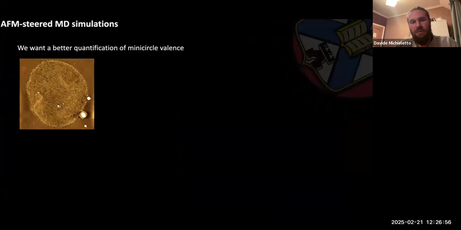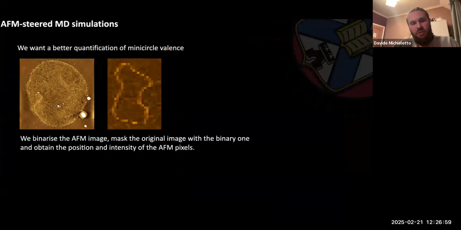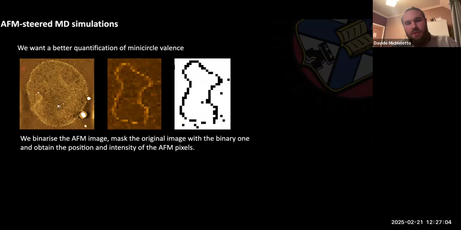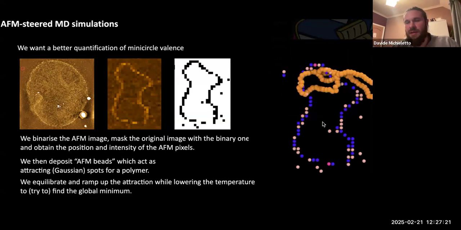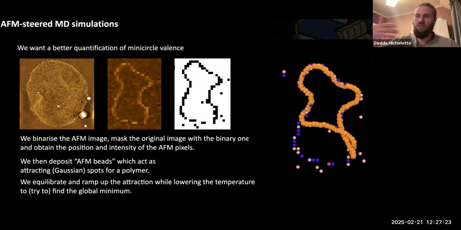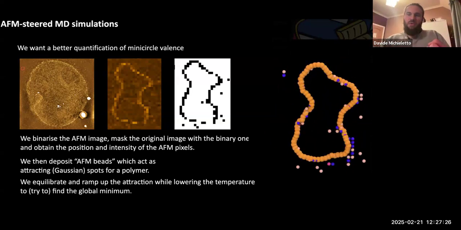So what we did was to do some molecular dynamics simulations. To do that, you take a DNA circle outside the network, you binarize it, and then you convert these pixels into beads, and you know that those beads represent the DNA in the AFM. And then I have a ring here, the orange ring, which is my DNA circle, and I let it do the simulation, being absorbed, being attracted by the underlying AFM beads, which are the ground truth.